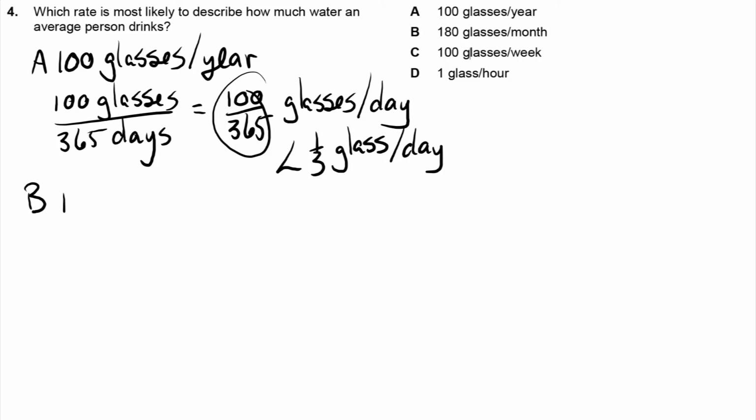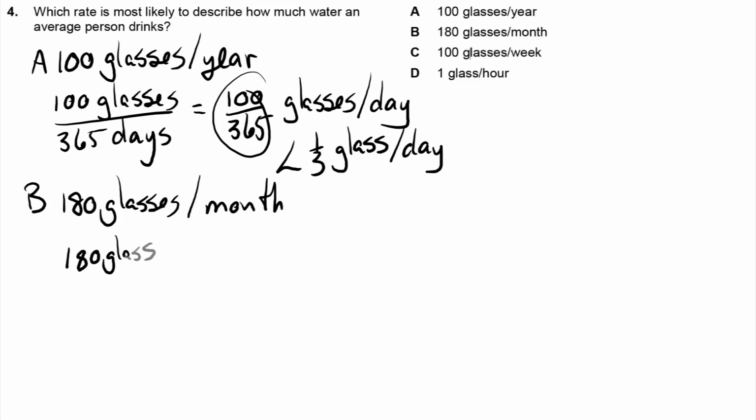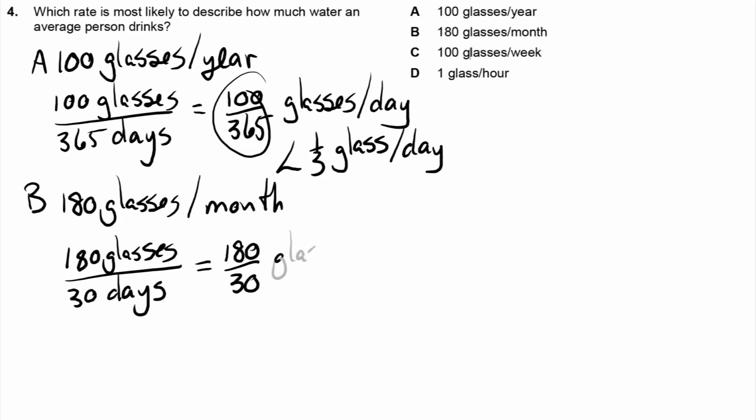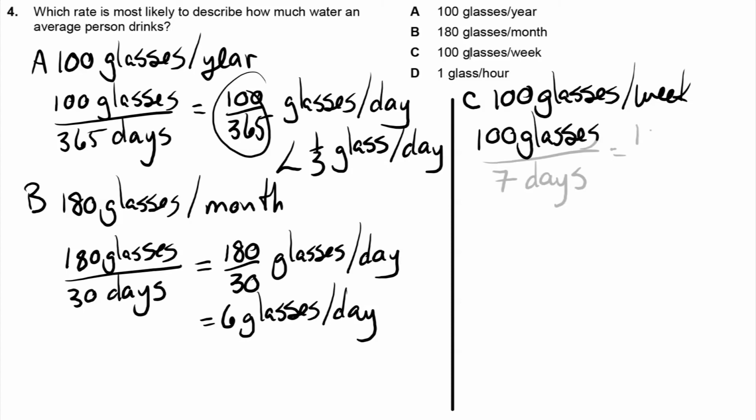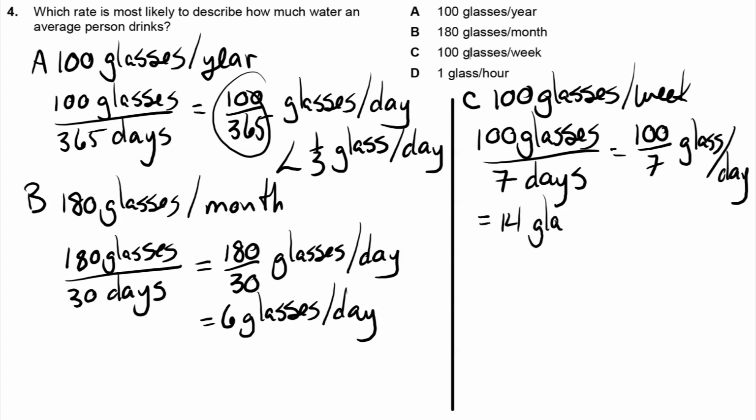Option B says 180 glasses per month. So 180 glasses. If we assume that there are approximately 30 days in a month, we end up with 180 divided by 30 glasses per day. Doing that math, we end up with 6 glasses per day. Option C is 100 glasses per week, which is 100 glasses every 7 days. That's 100 divided by 7 glasses per day, which is a little more than 14 glasses per day.